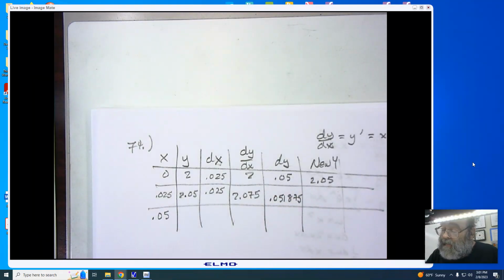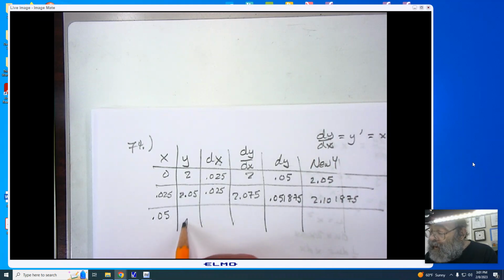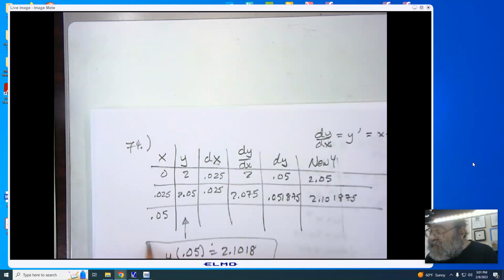0.051875, which I'm then going to add to my 2.05, and I end up with the answer that we're seeking, 2.101875. Therefore, our y of 0.05 is going to be approximately 2.1018 to the 4th decimal place.